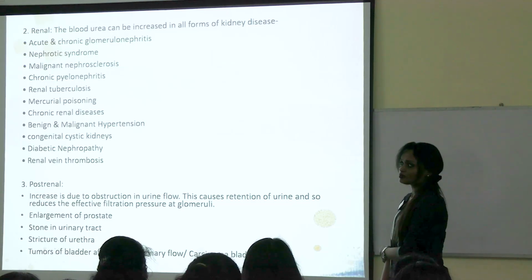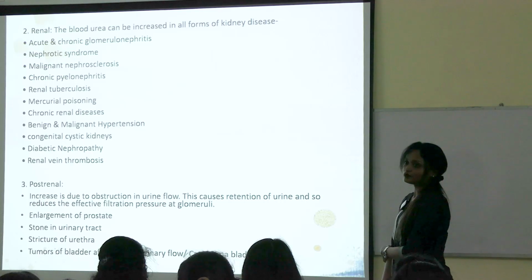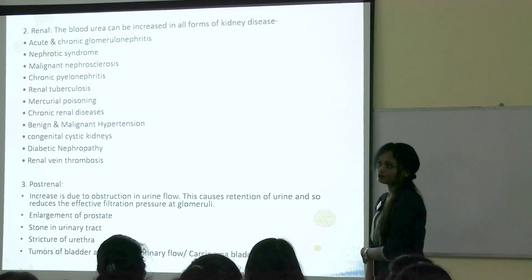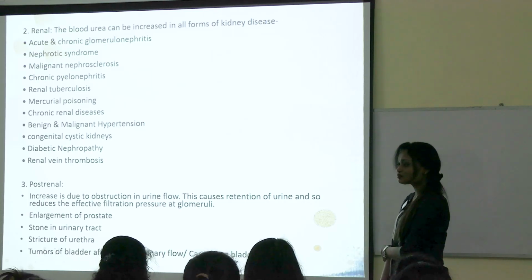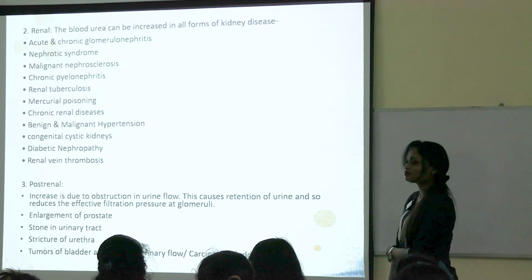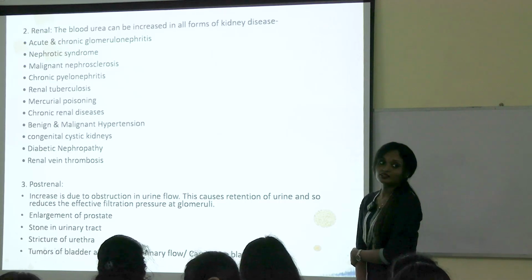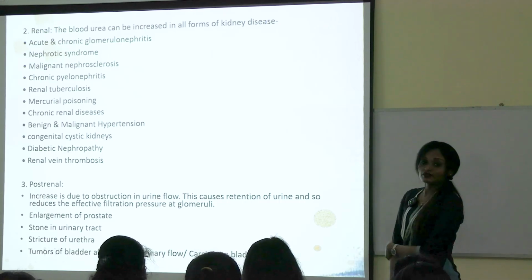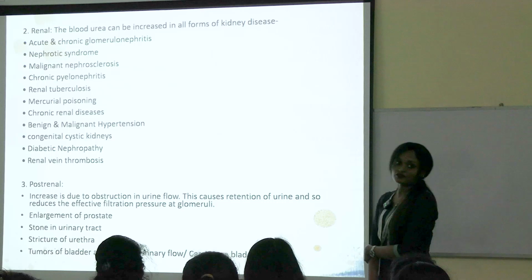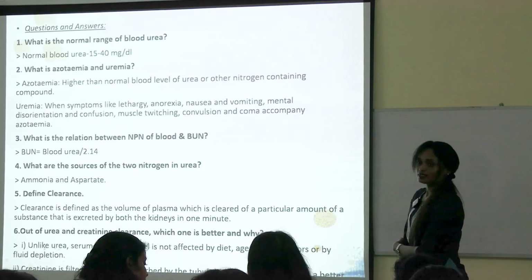What can be the cause of decreased urea? Low protein. That is a physiological cause, no? Any pathological cause? Liver? Yes. In liver cirrhosis or cancer of liver. There are some questions and answers.